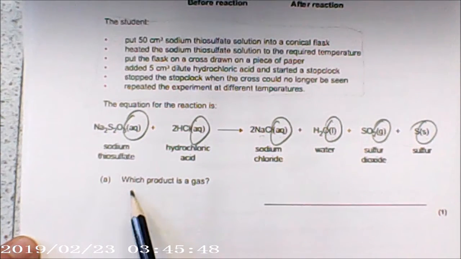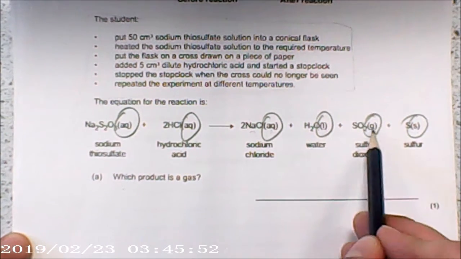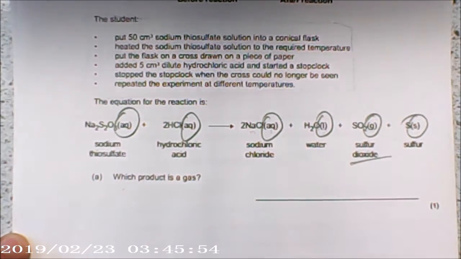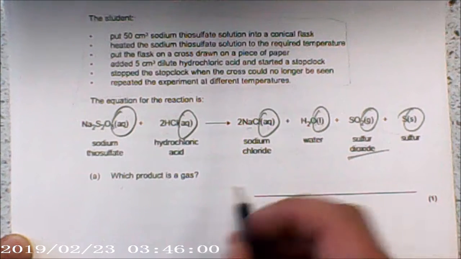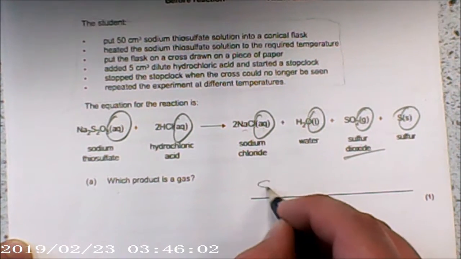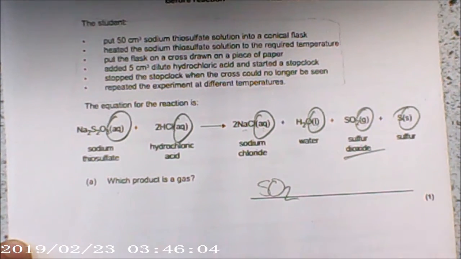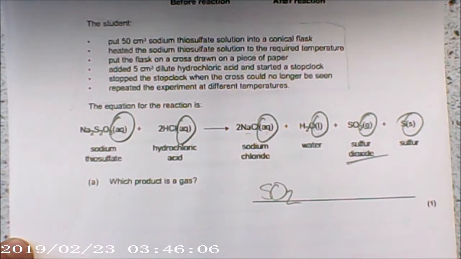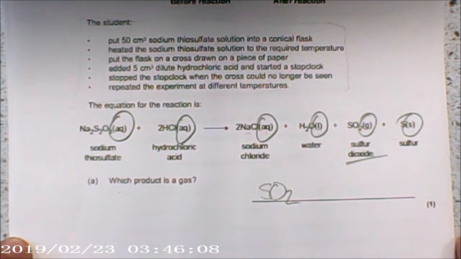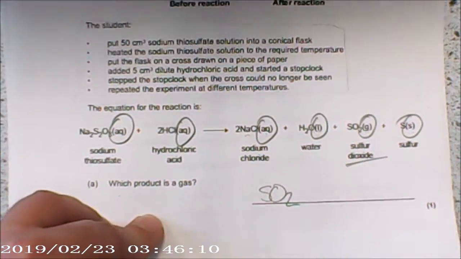So the first question says, which product is a gas? You need to have a look at these state symbols, and hopefully we realize that of the products that come out of the reaction, there is only one product that is a gas. So you can put SO2, or you can write sulfur dioxide. So that's 1 mark. That's testing your knowledge of state symbols.